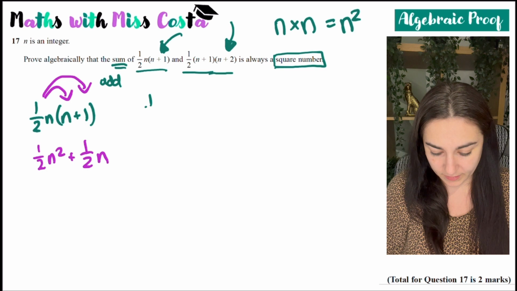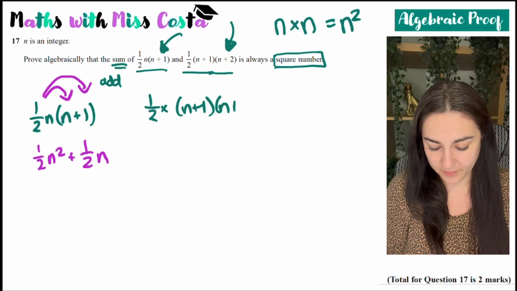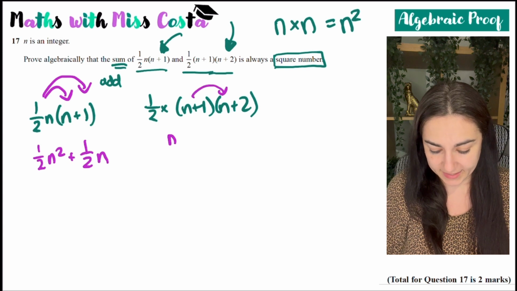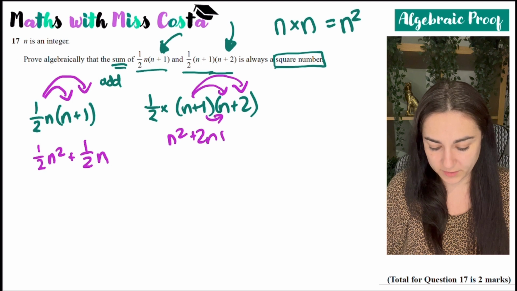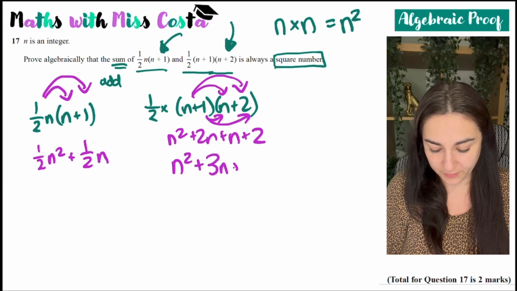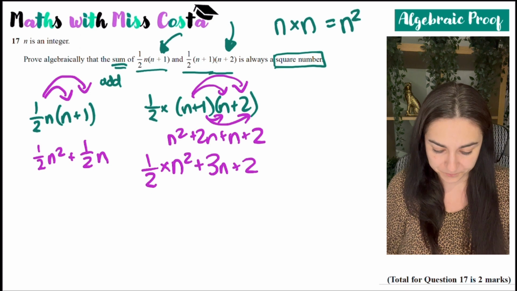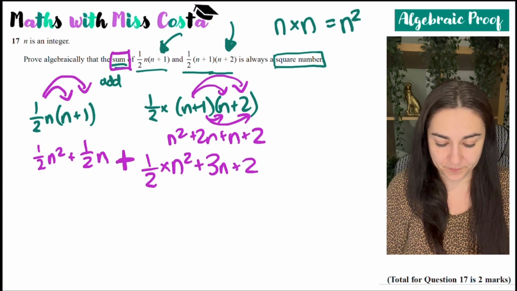So a half times n plus 1, n plus 2. Let's expand the brackets first. So n times n gives you n squared. n times 2 is 2n. 1 times n is n. And 1 times 2 is 2. And let's simplify that. That would be n squared plus 3n plus 2. And remember, it's being times by a half. And I'm going to be adding these because it says the sum.